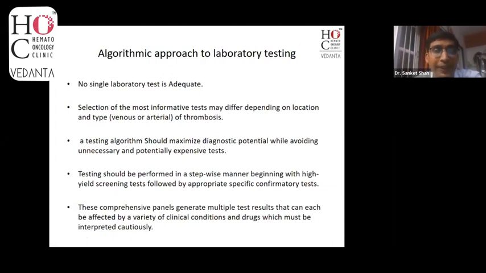So how to do laboratory testing for this? There is no single laboratory test which is adequate. You have to find out the most informative tests, which may differ depending on the location as well as the type of thrombosis. A testing algorithm should provide maximum diagnostic potential and prevent unnecessary expensive testing, right? And it should be in a stepwise manner.